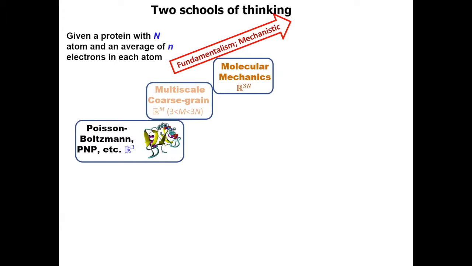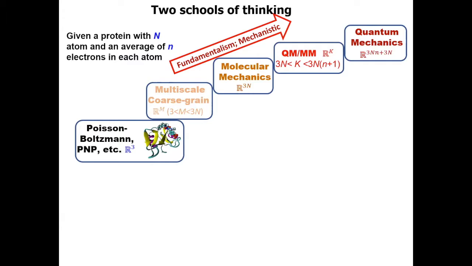If you want to go even further, QM/MM is in between. And if you go further, to the quantum mechanics way, you are really at R to the 3n times little n plus 3n. That's the dimensionality you are getting into. The most advantageous thing about this method is that it is mechanistic. It doesn't relate to any data. I can be given anything, and I just go ahead without seeing what is in the PDB. I can work on it.